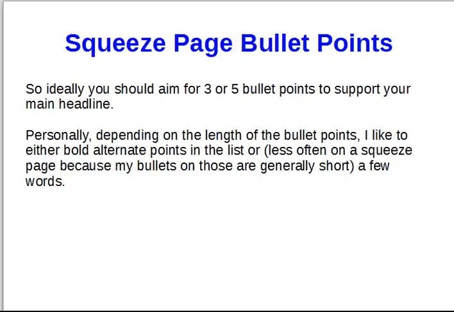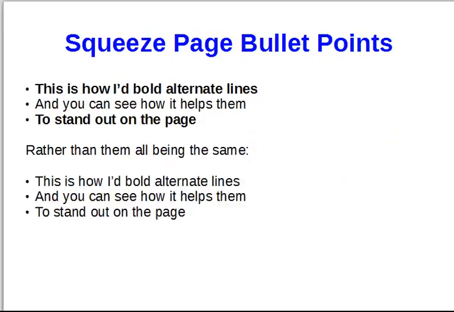So ideally, I think you should aim for 3 or 5 bullet points to support your main headline, and personally, depending on the length of the bullet points, I like to either bold alternate points in the list, or less often on a squeeze page because my bullets are generally short, bold a few words instead. So on screen, this is an example of how I'd bold alternate lines, and you can see how it helps them stand out on the page rather than being all the same. The lower batch are all the same, and it's not fantastic on a slide like this, but on a WordPress page or whatever, it does show a lot better.